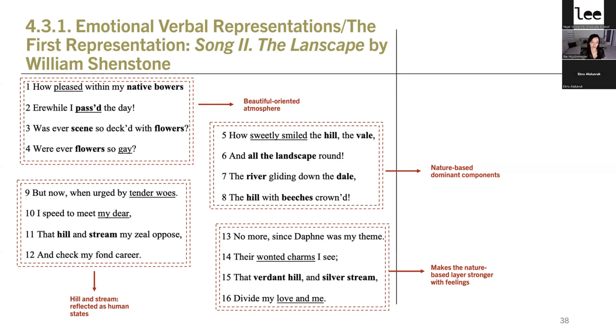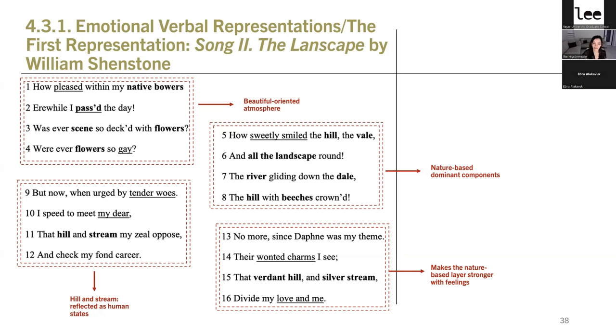In the third verse, however, the hill, the vale, and the old landscape around again gain importance as environmental qualities in these verses in a different way. They are reflected as human state within their capability to smile and have a feeling. However, in the following lines, this time they become environmental qualities, which also shows their intrinsic relationships in a poem. Therefore, in The Landscape, Shenstone follows a language that is more dominant on the nature-based, or we can also say object-based, layer of the atmosphere.